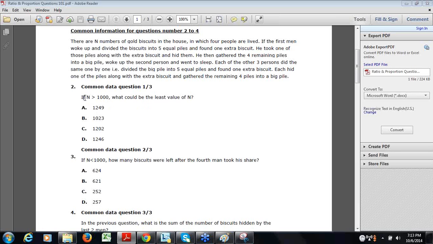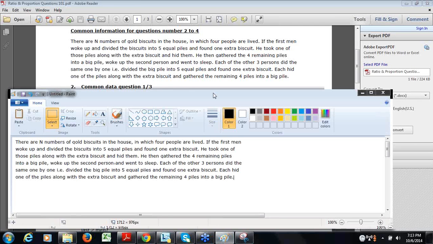If n is greater than 1000, then what could be the least value of n? Okay, n is the total number of biscuits. So let us solve this question.